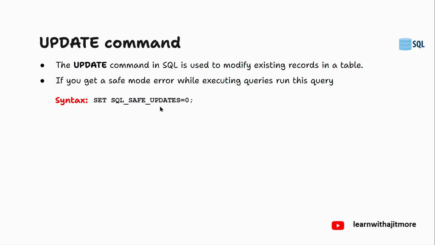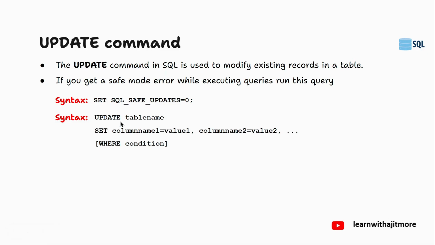SQL safe updates, which is by default one, you're making it zero. Now you have set it to zero, meaning you have disabled that flag, meaning safe mode is disabled. As safe mode is disabled, now you are in an unsafe mode, therefore you can issue the update command. And then comes the update command syntax. Update is the keyword.